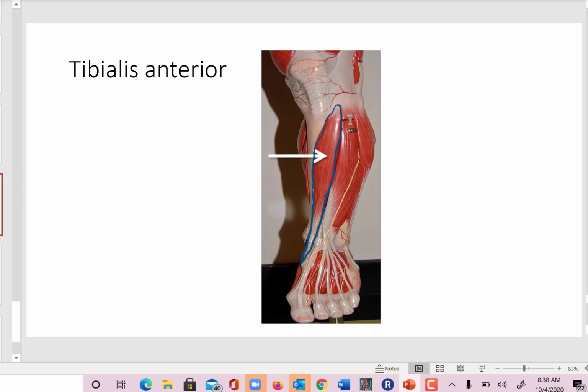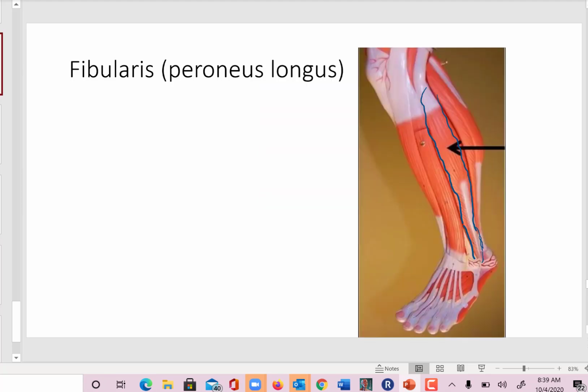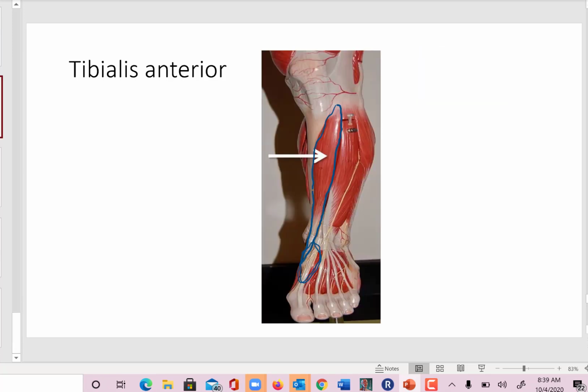Yet these two have the same insertion. How is that possible? The tibialis anterior gets to the first metatarsal and medial cuneiform from a superior approach. However, the fibularis peroneus longus actually goes around the fibula and then goes underneath your foot to get to the first metatarsal and medial cuneiform. So it goes under. It's taking an inferior approach to those insertions. So that is why the fibularis is antagonistic to the tibialis anterior.